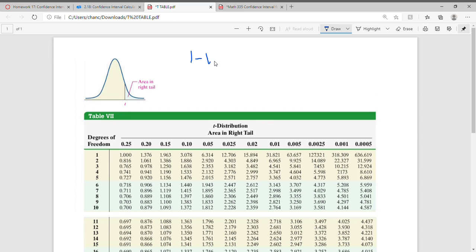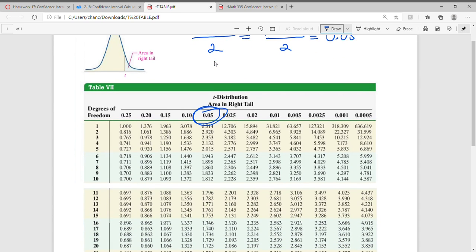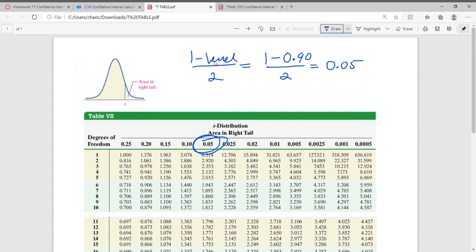So we do 1 minus the level of confidence divided by 2. And so that's 1 minus 0.90 divided by 2. And this is equal to 0.05. So the column that we need to use is 0.05. Now which row do we use? Well, that depends on n. N is equal to 30.